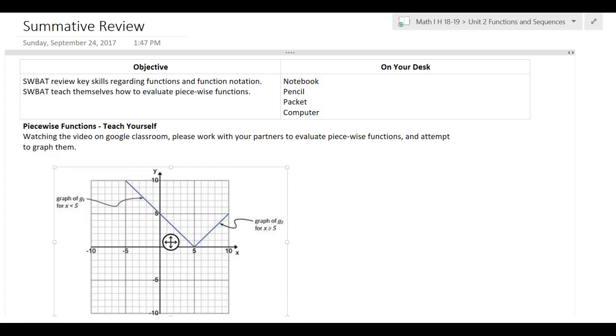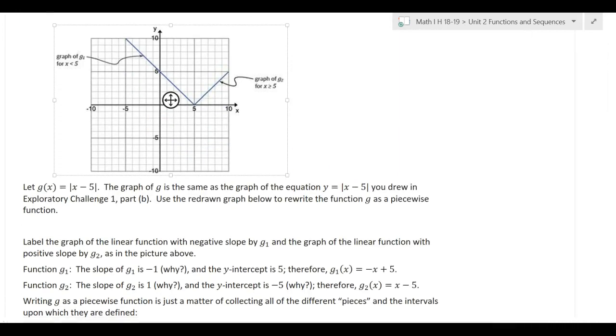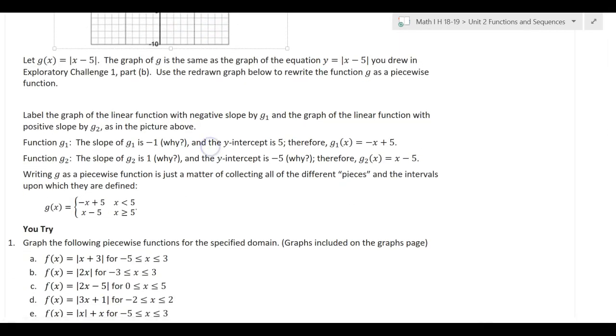Today we are going to be going over a kind of summative review of functions and function notation. We're also going to be pushing you to teach yourselves what a piecewise function is. We can go over a little bit of that in this video just so that you can figure these out.